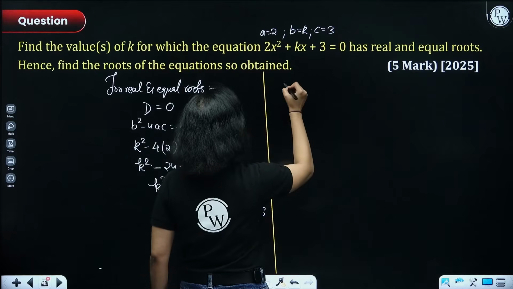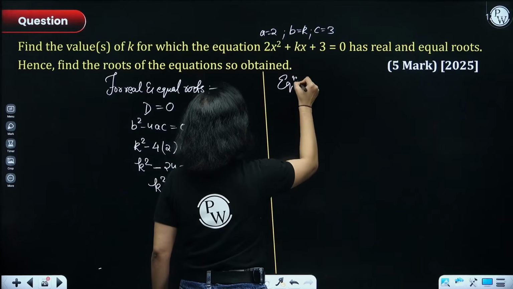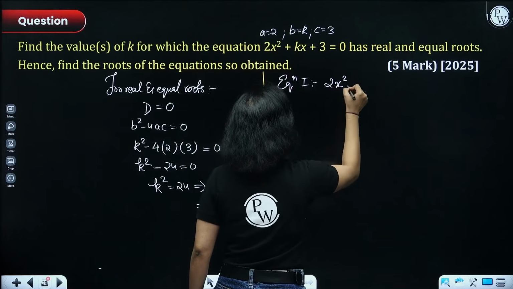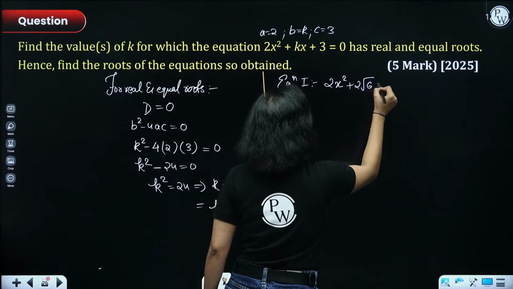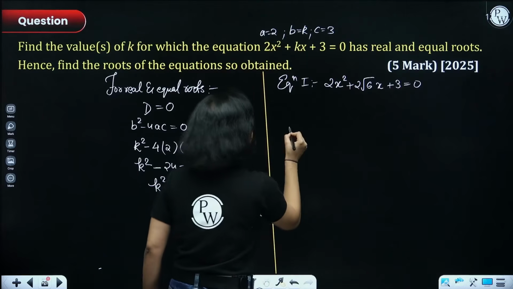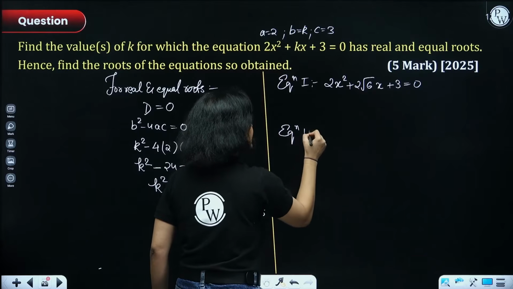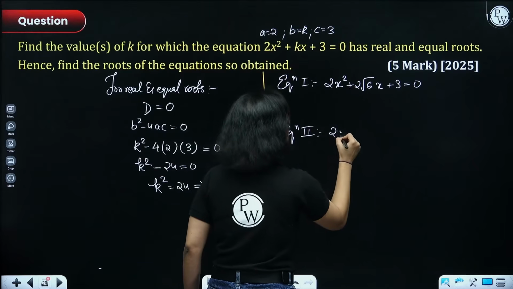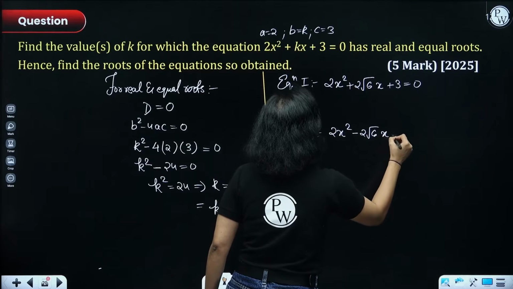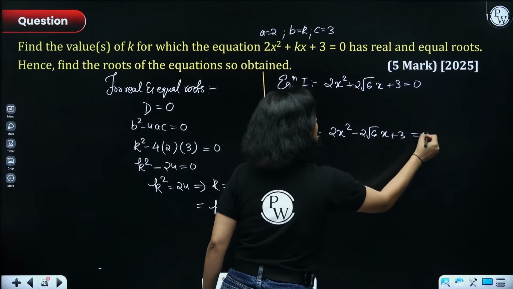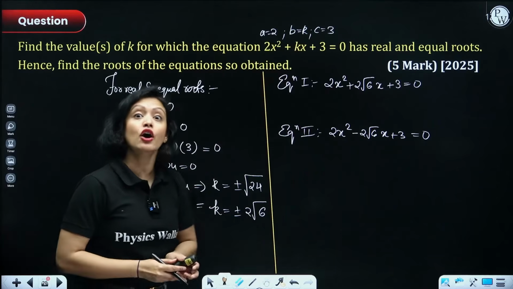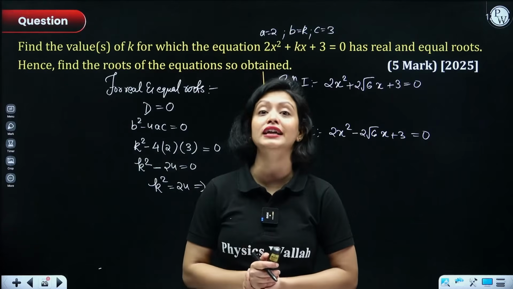So first, equation 1. Equation 1 would be 2x square plus 2 root 6x plus 3 is equal to 0, right? And equation 2, everyone, would be 2x square minus 2 root 6x plus 3 is equal to 0. So we plugged in the values of k 2 times, and we got 2 equations. Now for each of the equations we have to find the roots.